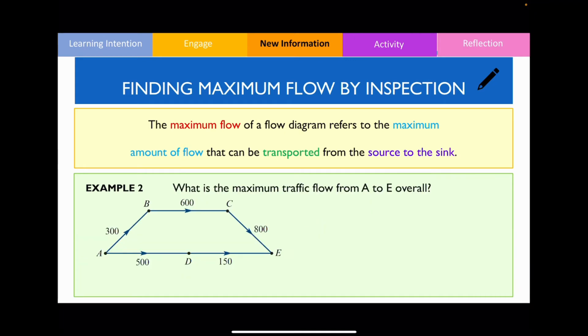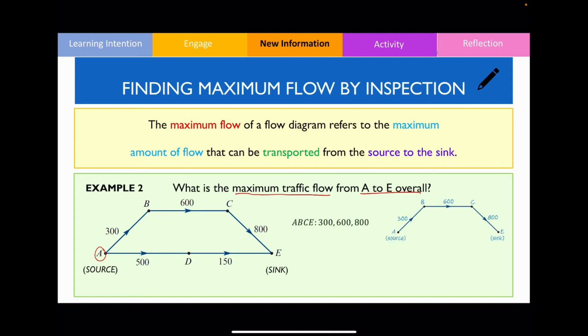Let's now look at an example with a network. In this second example, we're trying to find the maximum flow from A to E overall. In this case, A is going to be our source and E is going to be our sink. If you analyze this particular flow network, we can see that there are two ways in which traffic can go from A to E.